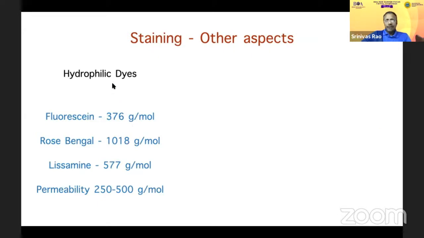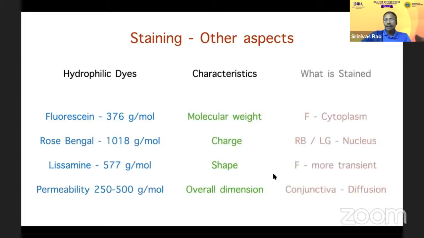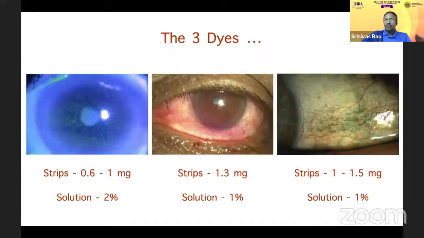Now, the ability of the dye to percolate through this epithelium depends on the molecular size, and fluorescein just about is able to get through the epithelium. The other two cannot. It also depends upon the charge of the molecule, the shape, and the overall dimension. And fluorescein tends to stain the cytoplasm, which means it stains more quickly, but also dissipates more quickly, whereas rose bengal and lissamine stain the nucleus, which tends to take longer and is more hardy. Conjunctiva tends to be very diffusive because their cells do not have the tight junctions.